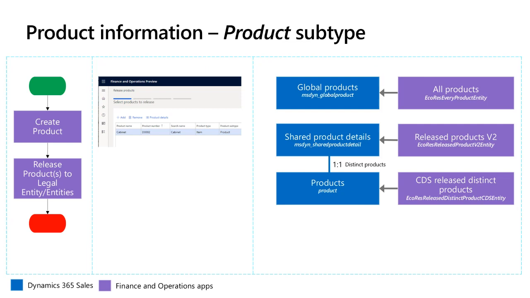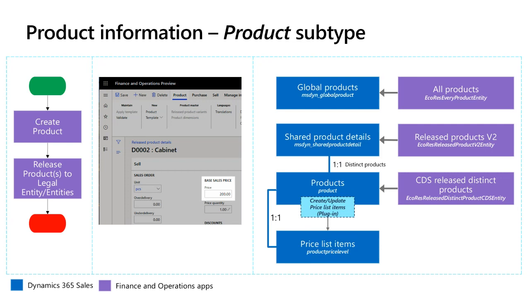And the key entity here in sales is the product entity. For every one of these products per legal entity, there will be one product there. Now, if that product has a base sales price set, that will trigger a plugin in sales to create or update a price list item, so that no historical information is maintained in sales, much like the model in finance and operations for this field. If it's changed, that change flows through to sales and is maintained there as well.